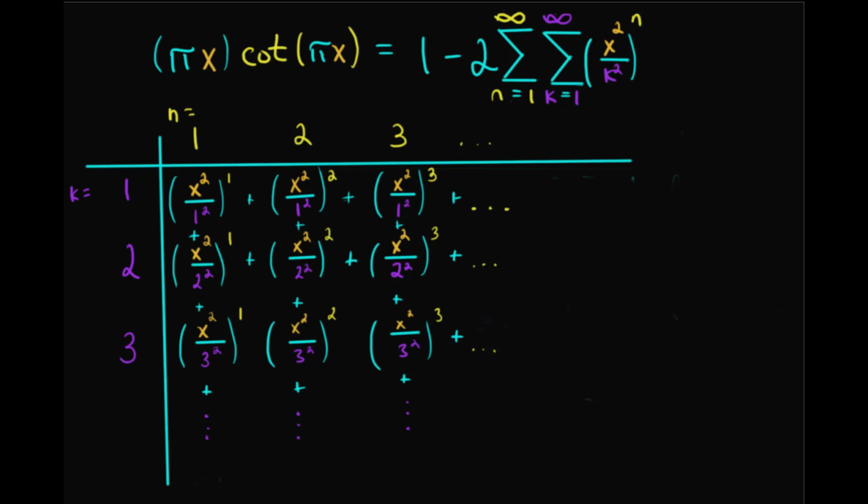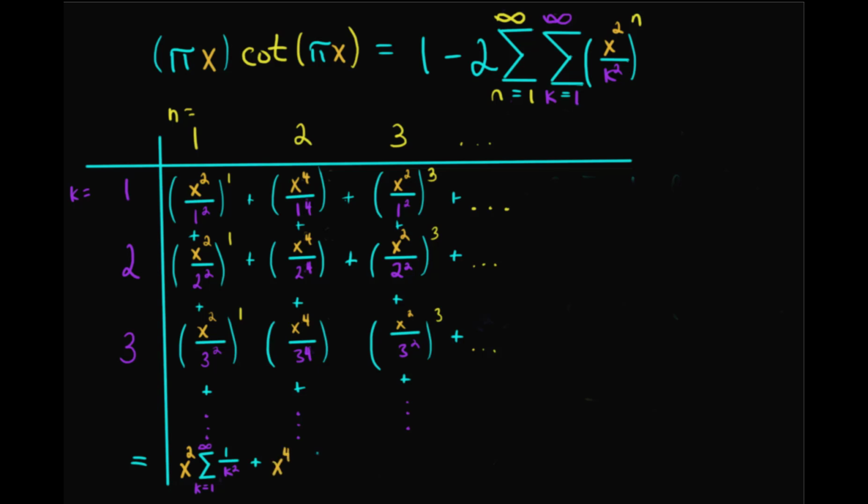So for that first column, I'm going to fix n as equal to 1, and I'm going to factor out an x squared from all of these terms to get that this column sum equals x squared times the sum ranging from k equals 1 to infinity of 1 over k squared. For the second column, I'm going to fix n equals 2, and I'm then going to apply that exponent to all these terms. So I'll have x to the fourth over 1 to the fourth, and then x to the fourth over 2 to the fourth, and x to the fourth over 3 to the fourth, and so on.